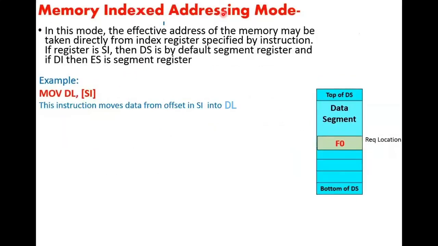If I particularly use index registers SI or DI, then I can say that is indexed addressing mode. And remember, if it is given inside the square bracket, then it is an offset. It is not data. It is an offset. It is a memory location.